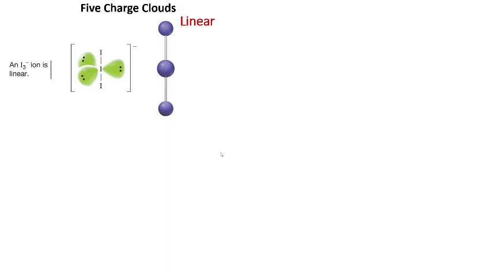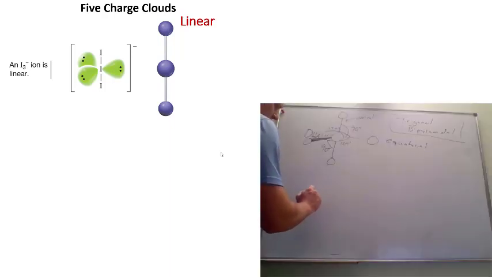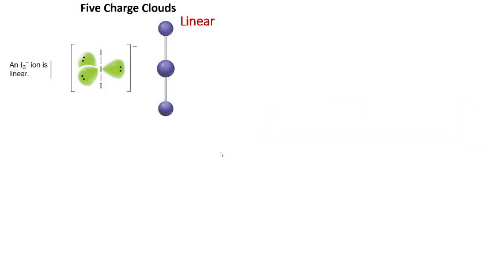Next, if we are going to substitute three sets of lone pairs onto our 5 charge cloud parent compound, for example, I3, we have our central atom, and we have both of our atoms connected axially, and then we have a lone pair in all three positions equatorially. And so what we're left with now is 180 degrees between just the axial axis here. And again, this is linear. Okay, that was for 5 charge clouds.